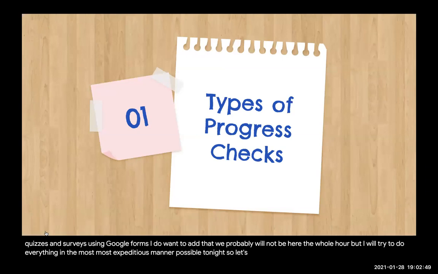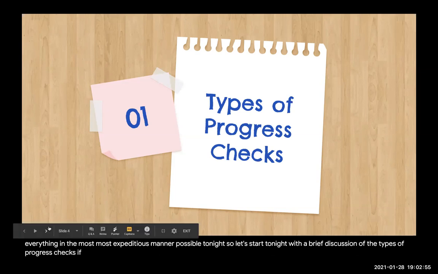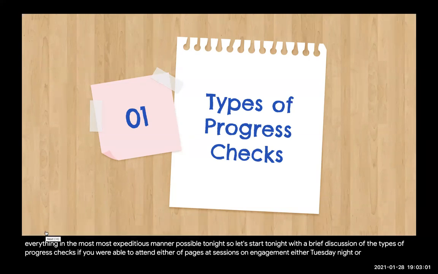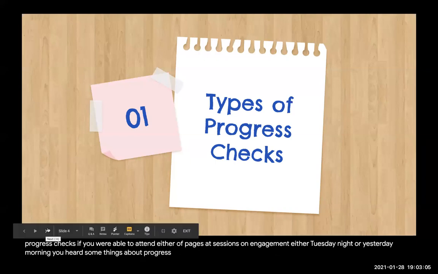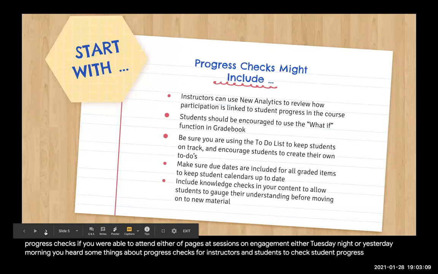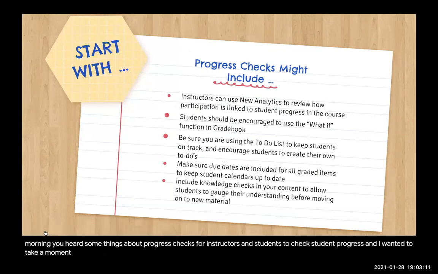So let's start tonight with a brief discussion of the types of progress checks. If you were able to attend either of Paige's sessions on engagement, either Tuesday night or yesterday morning, you heard some things about progress checks for instructors and students to check student progress. And I wanted to take a moment tonight to go over those again in case that was something that you needed a little bit more emphasis on.